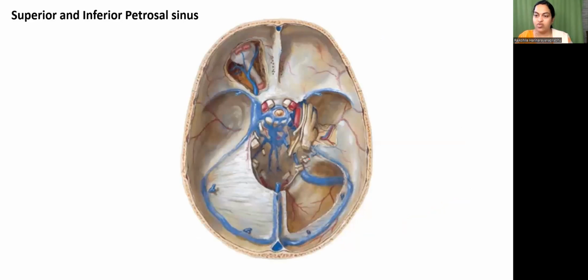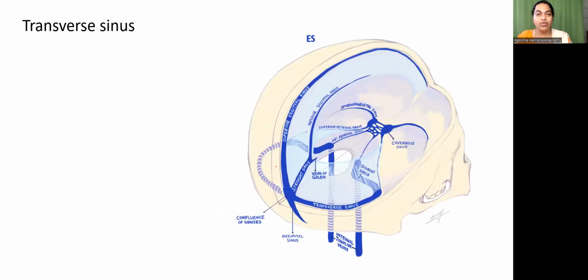Right? I've shown you the superior and inferior petrosal sinus. This is the superior petrosal sinus, right? And here the lower border, this will be the inferior petrosal sinus, which is going to pass through the anteriormost compartment of the jugular foramen and open into the internal jugular vein. Right? We have two transverse sinuses, right and left. The superior sagittal sinus will become continuous with the right transverse sinus. And the straight sinus will become continuous with the left transverse sinus.